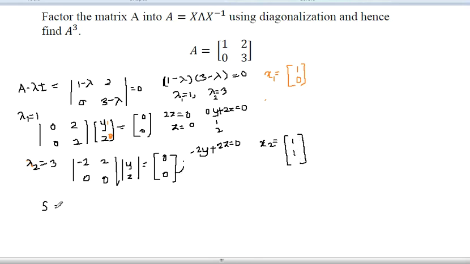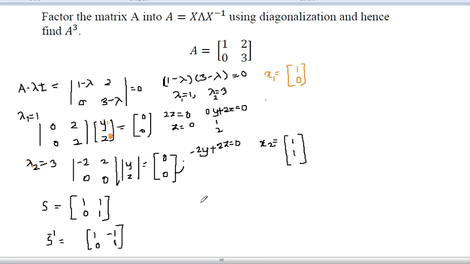Then our S matrix is the eigenvector matrix, which will be given by the first vector, that is 1, 0, and the second one 1, 1. And S inverse, from the previous knowledge we know that we need to exchange the diagonal elements, but they are the same, so no difference even after exchanging. And we need to change the sign of the minor diagonal elements, so let's make this one as minus 1, and the determinant is 1 into 1 minus 0, which will be 1, so S inverse is this much.